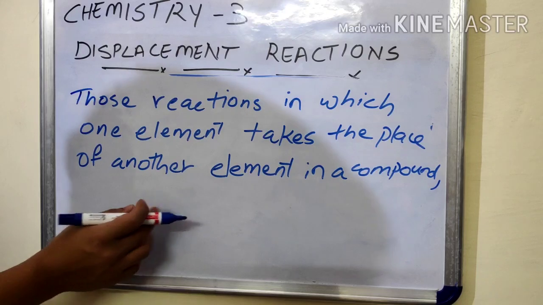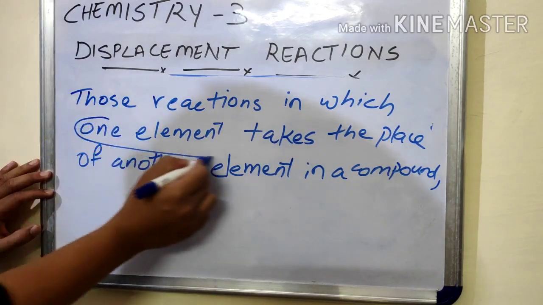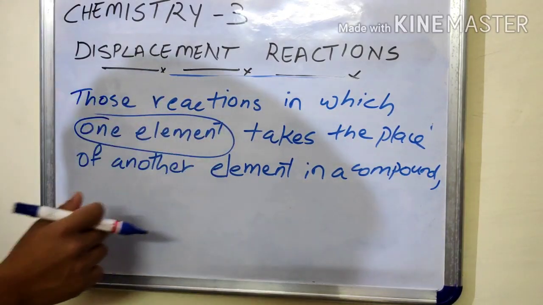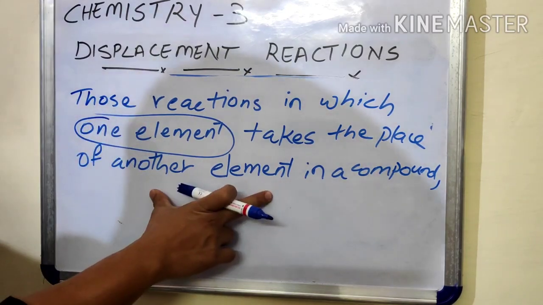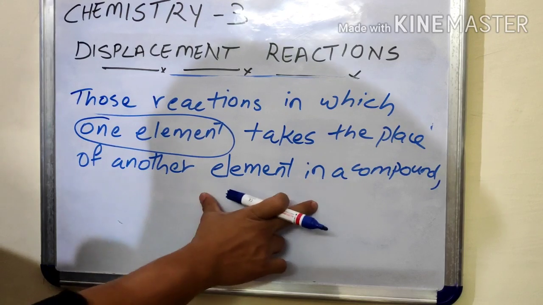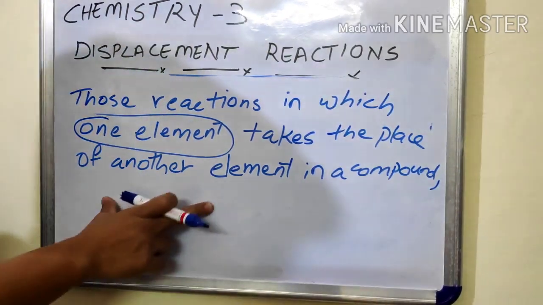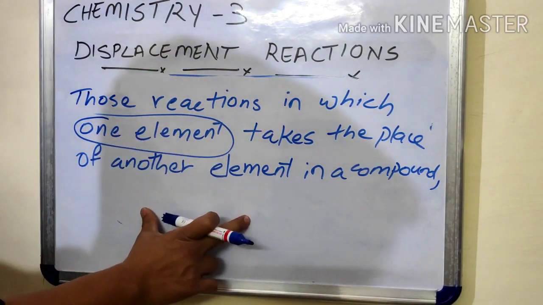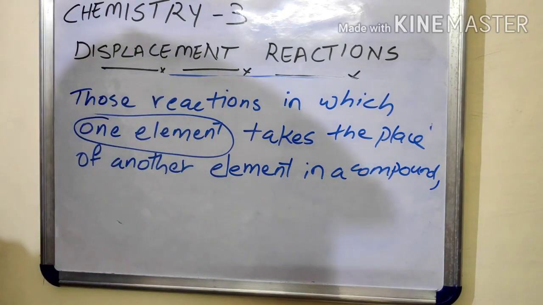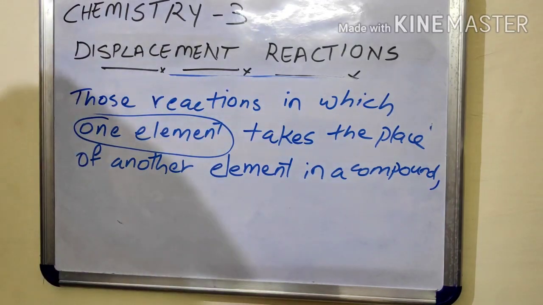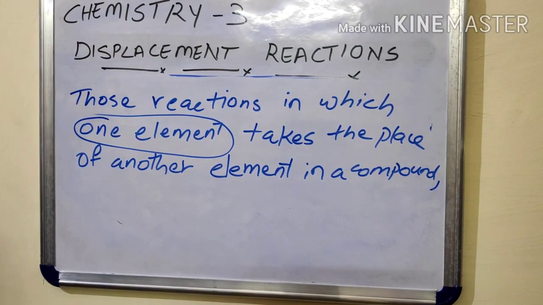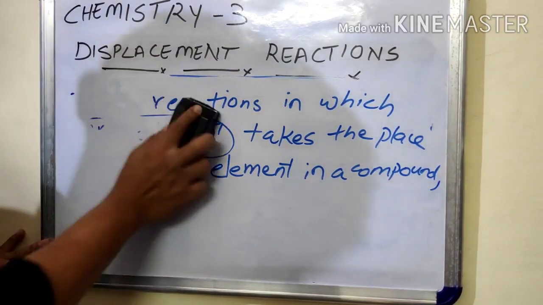Okay. So what happens is one element, this was your iron, displaced another element in a compound, that was copper sulfate. Write the definition in your copy. So copper sulfate was your compound. It displaced copper from its place and it became iron sulfate and you got copper separately. So that is why they are displacement reactions. Okay, let's look at more examples of displacement reaction.